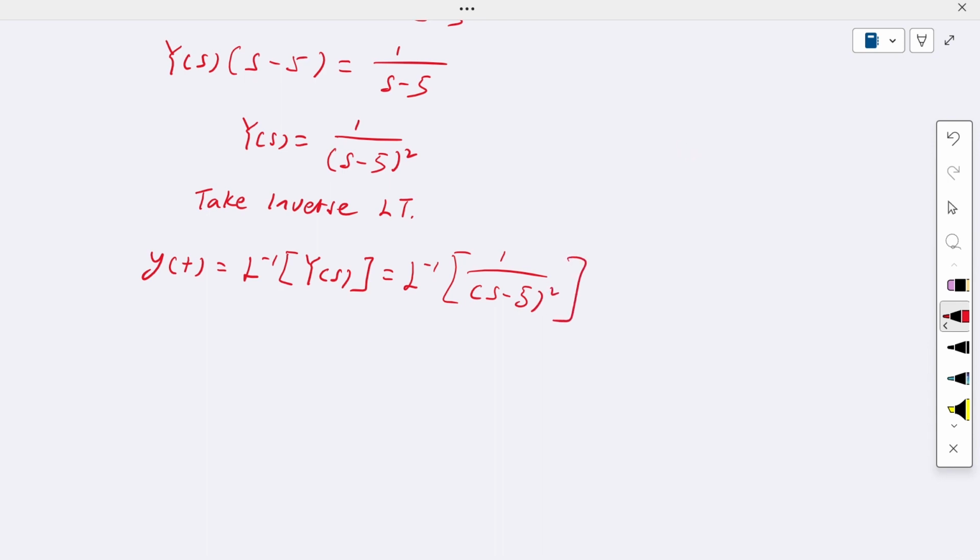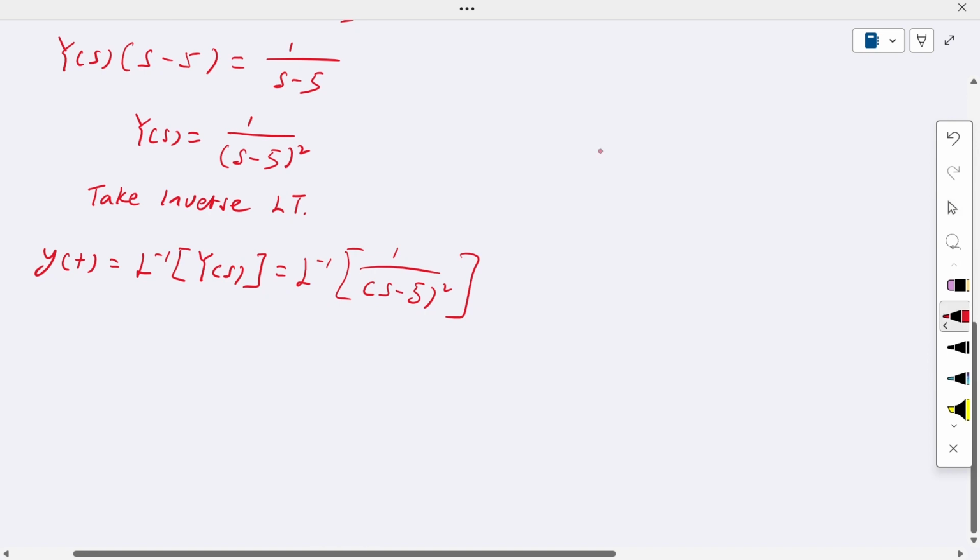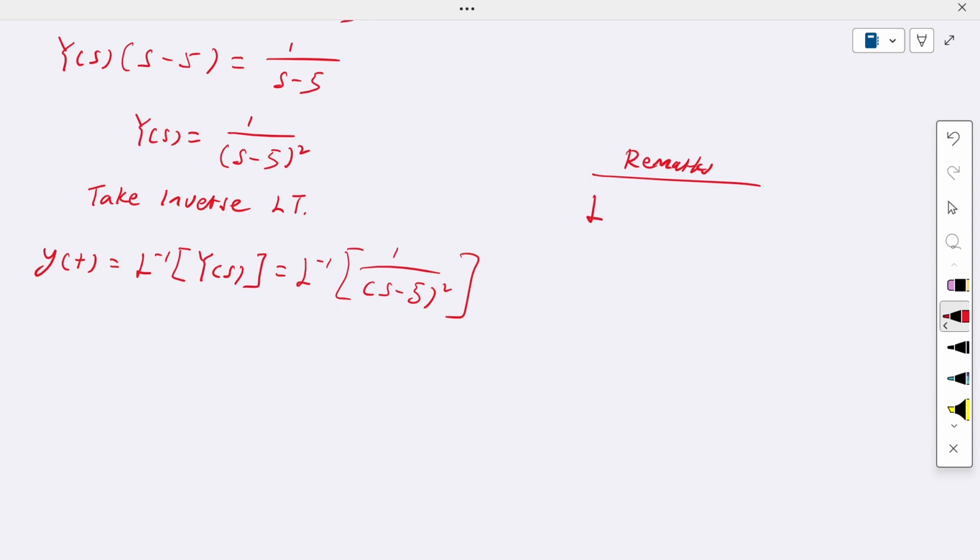Okay, so how to do this? Remember the first shifting theorem. Let me make a remark. If you take the Laplace transform of t^n times the exponential e^(at), then the result will be n! over (x - a) to the power n + 1. So in this case, what we can see here is equivalent to n equal to 1, so we have t times e^(5t). So that is our y(t).